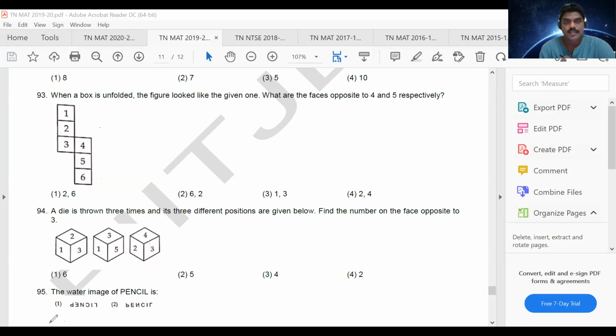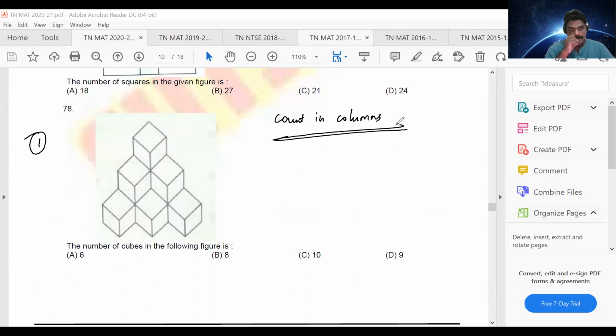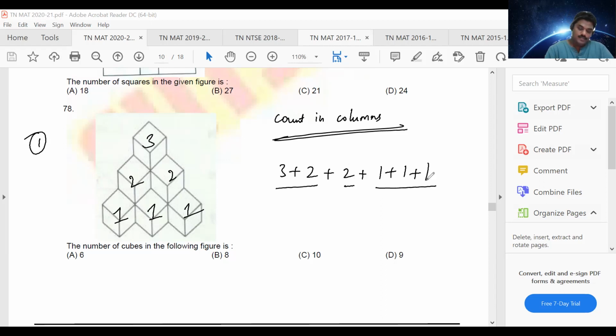Next, moving on to the last year paper. Now, last year the questions have changed a little. In fact, very, very much. Now, as I told, this is the first model of questioning. You are supposed to count in columns. If you observe in this column, you have 1, 1, 1 cube respectively. Here 2, 2, here 3. So total number of cubes would be 3 plus 2 plus 2 plus 1 plus 1 plus 1. So 5, 7, 10. So number of cubes are 10. Very easy. If you count in columns, it becomes easier, right?